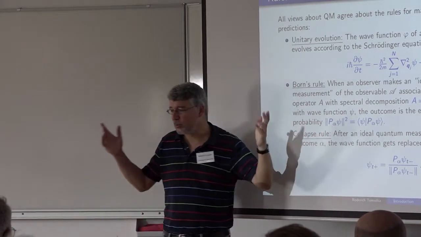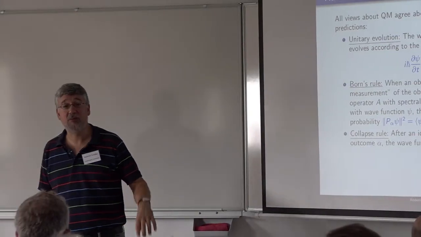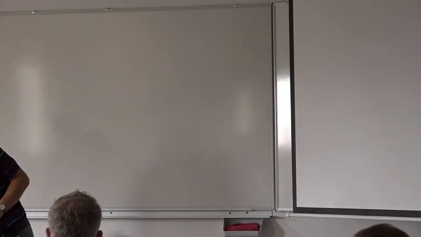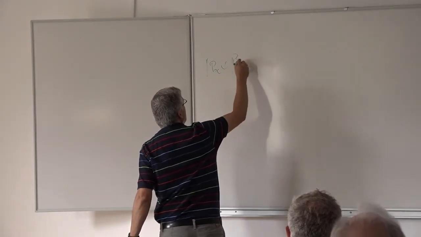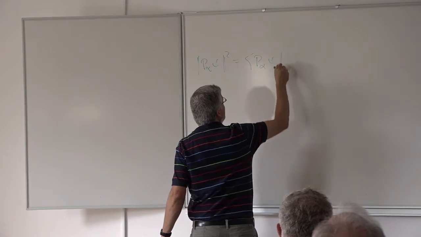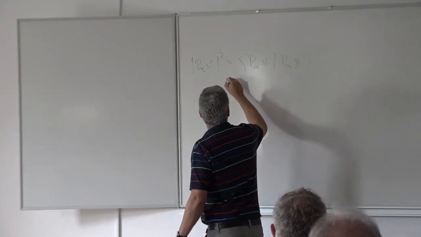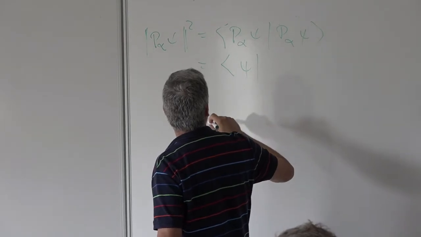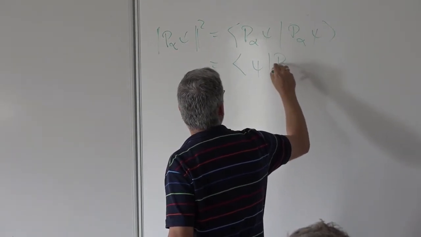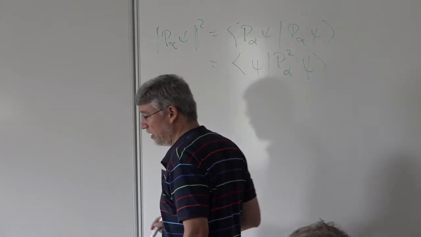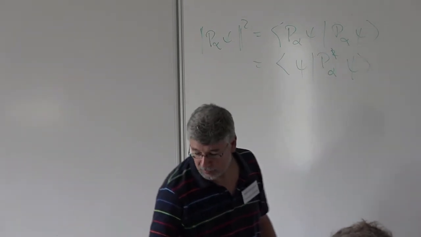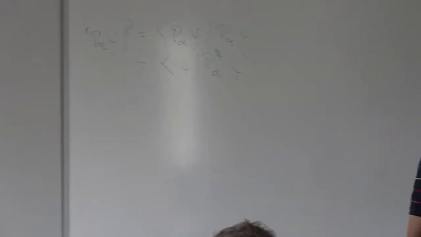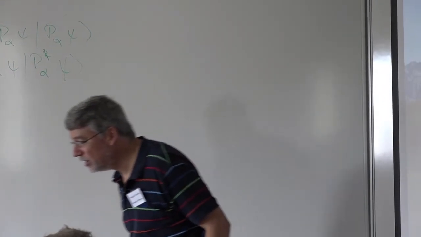That's because the norm squared can be written as the scalar product of the vector with itself. So you have the scalar product of P alpha psi with P alpha psi. And then it's one of the properties of self-adjoint operators that we can move them to the other side, and it's one of the properties of projections that P squared is the same as P. Good. So these are two ways of writing these probabilities that will come up repeatedly.